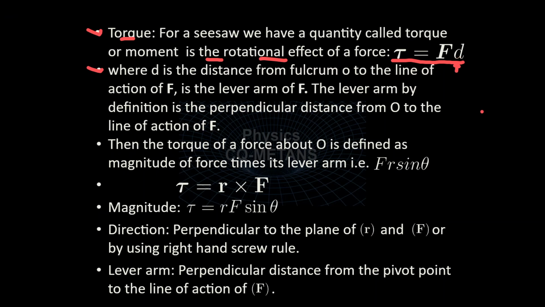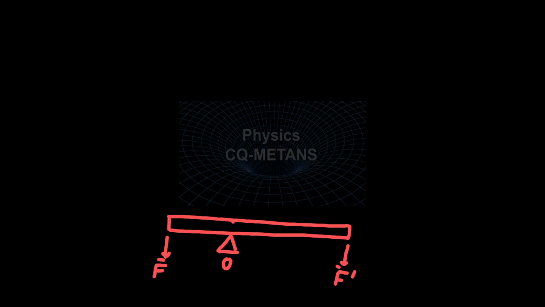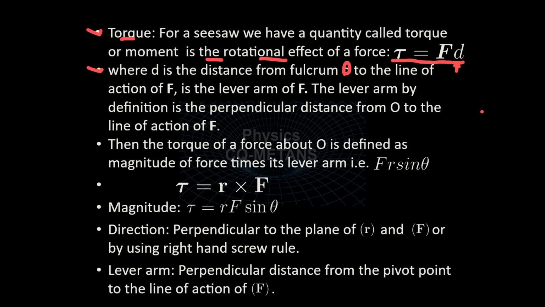d is the distance from the fulcrum O, this capital O, to the line of action of the force. What it means is, this is the fulcrum, and from the fulcrum to the line of action of F, so the line of action of F is this. This distance is d. And from here, let us call this distance d prime, because here the force is F prime. Now this d has a name. It is called the lever arm of F.